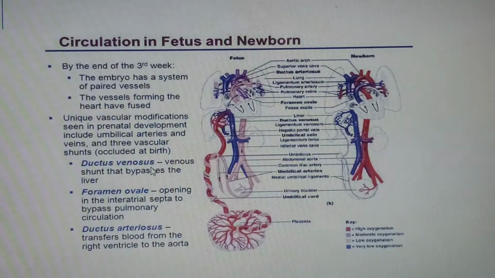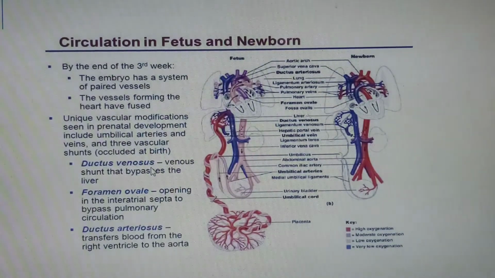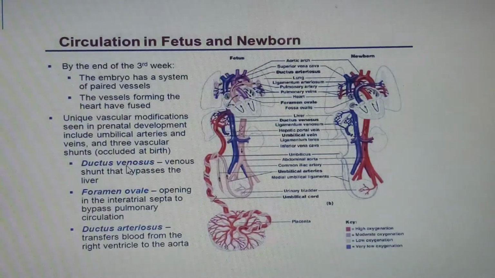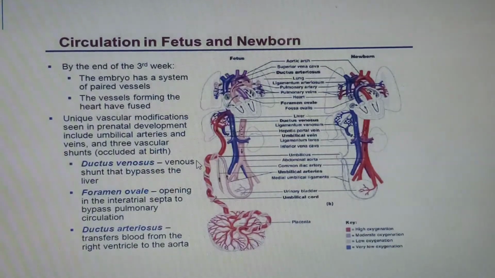I'll show you post-fetal life, what will happen, where it becomes ligamentous. And when it becomes ligamentous, it becomes the ligamentum venosum. I'll show you these ones. So it means that these are the shunt systems. They are shunts ensuring that the blood doesn't get to the liver.